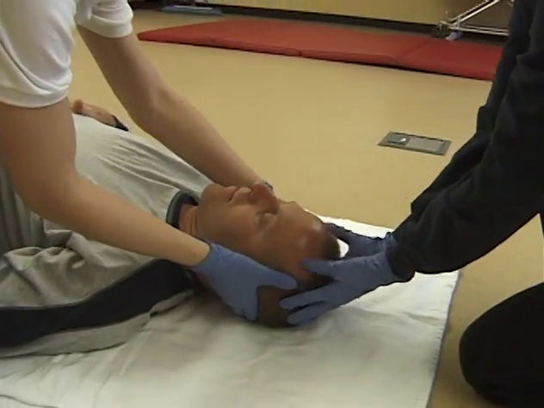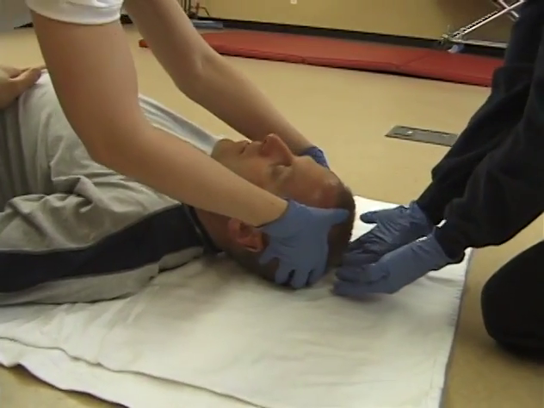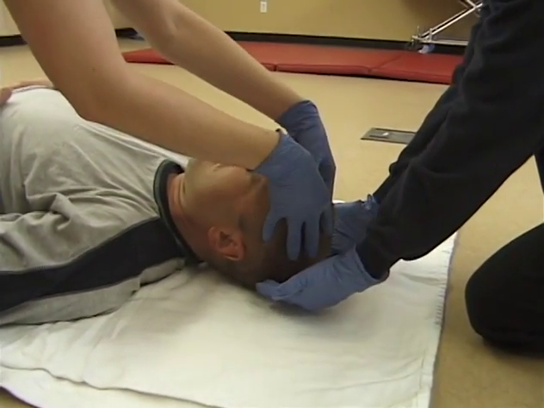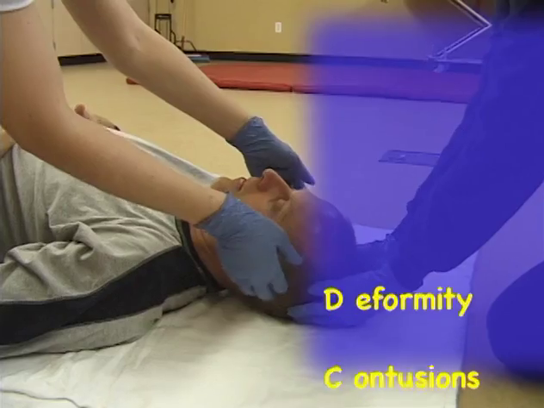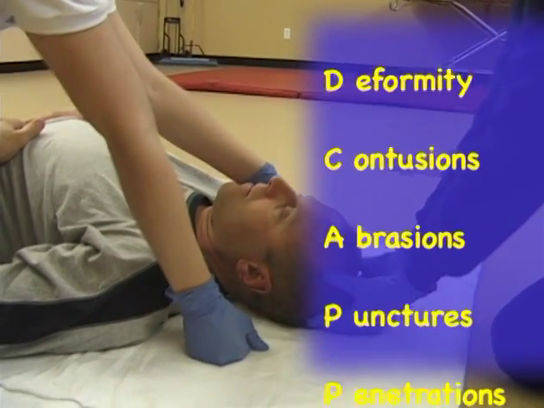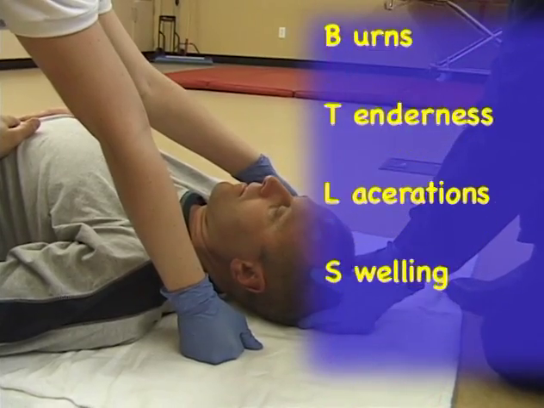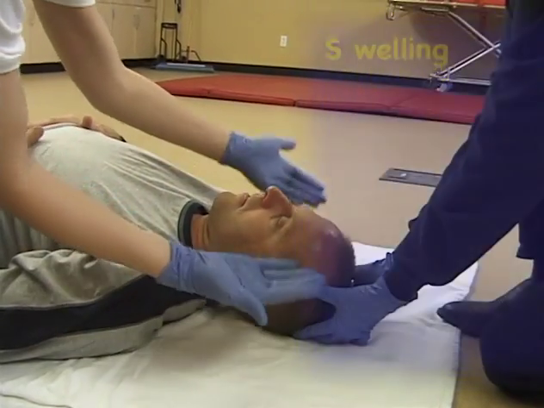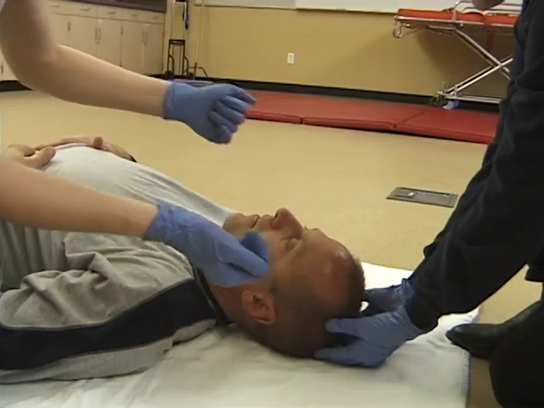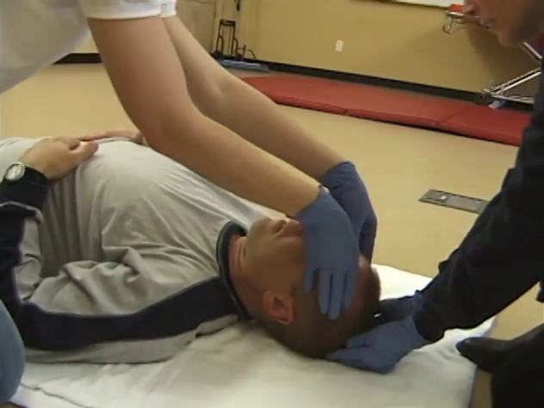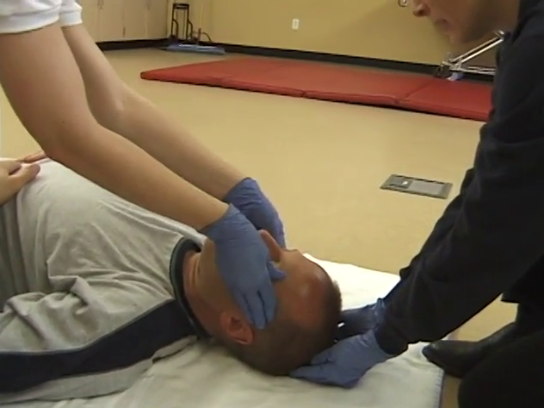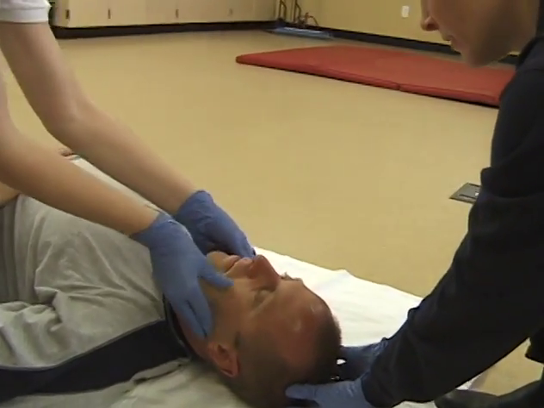And you're going to start gently and then a little bit firmer. You're checking for DCAP-BTLS, which stands for deformities, contusions, abrasions, punctures, penetrations, swelling, tenderness, laceration, and burns. You also want to check for any blood on your gloves once you remove them from the back of the head. Palpate the face, feeling for any bone fractures here.